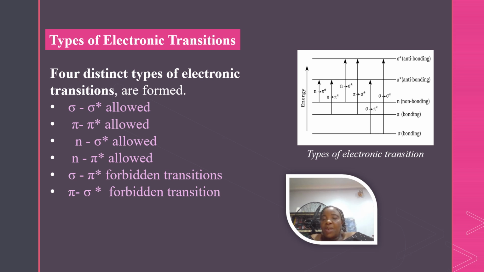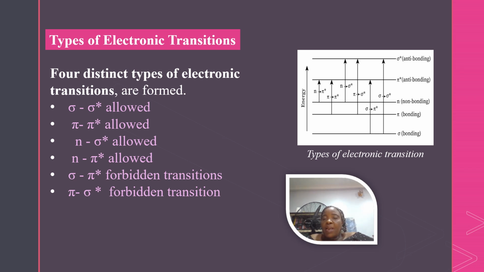From the figure we have here, we can see the first state is the sigma bonding, the second state is the pi bonding, and then the third state is the n non-bonding orbitals. So these three form the ground state, and they get excited and move to the anti-bonding orbitals, where we have the pi star anti-bonding orbitals and then the sigma star anti-bonding orbitals. So four distinct types of electronic transitions are formed.